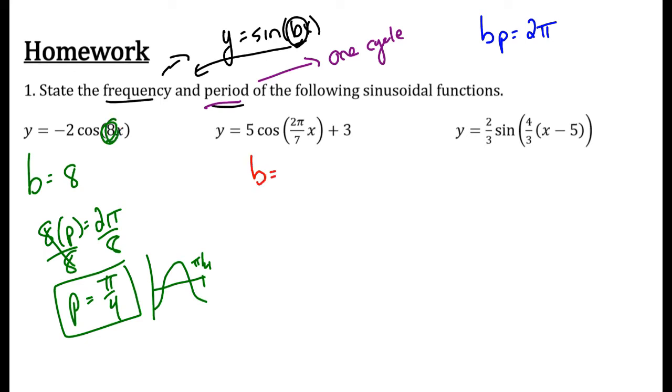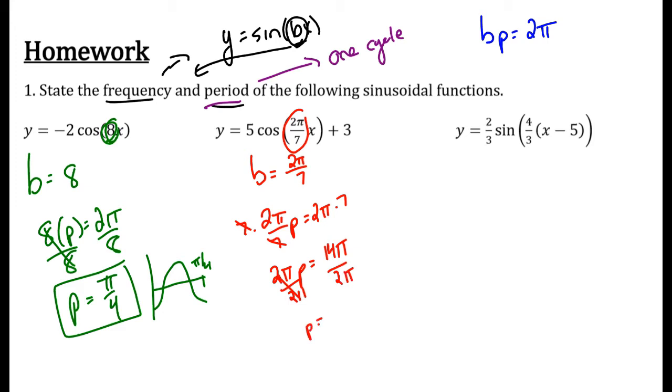My frequency here is 2 pi over 7. That's the number in front of x. So to get my period, I'm going to say b times p equals 2 pi, times 7 on both sides. 2 pi p equals 14 pi. Dividing by 2 pi to get p by itself, I get p equals 7. It takes 7 to get through one full cycle of that cosine curve. So on the x-axis, after one cycle, I'm going to mark a 7.